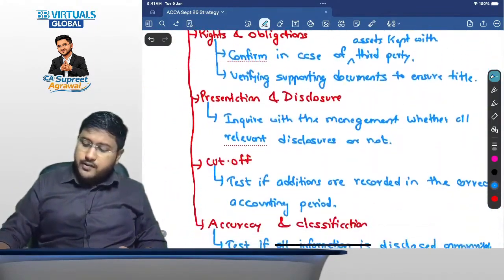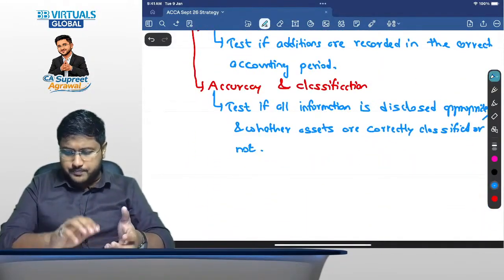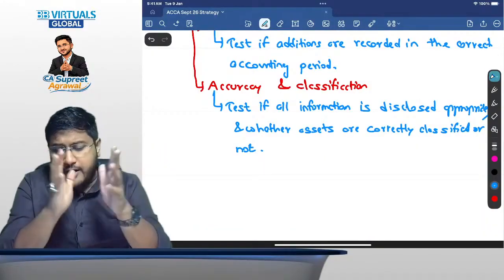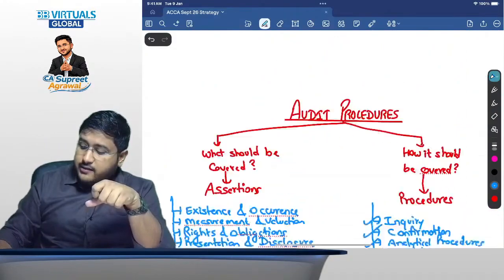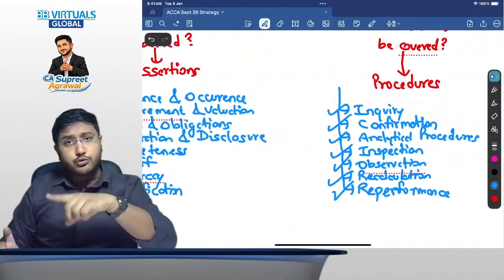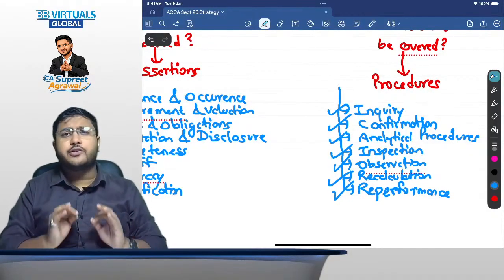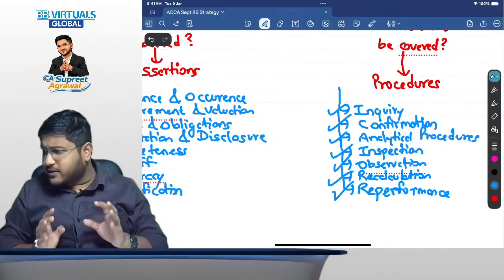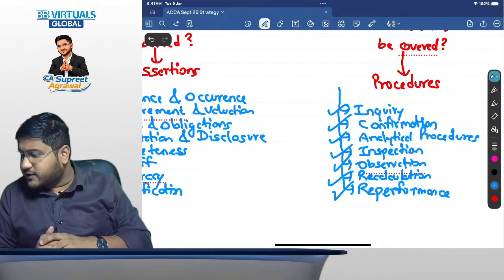So with this you can see that we have written almost 5-7 points, plus we have added 2-3 more points also. So approximately 8 to 10 points we can write for any particular item. And if you write the answers this way, that is by merging the assertions and by merging the procedures to those assertions, then you will be able to write a wholesome answer for any questions of audit procedures. Is this method correct? Yes. Do you understand this method?